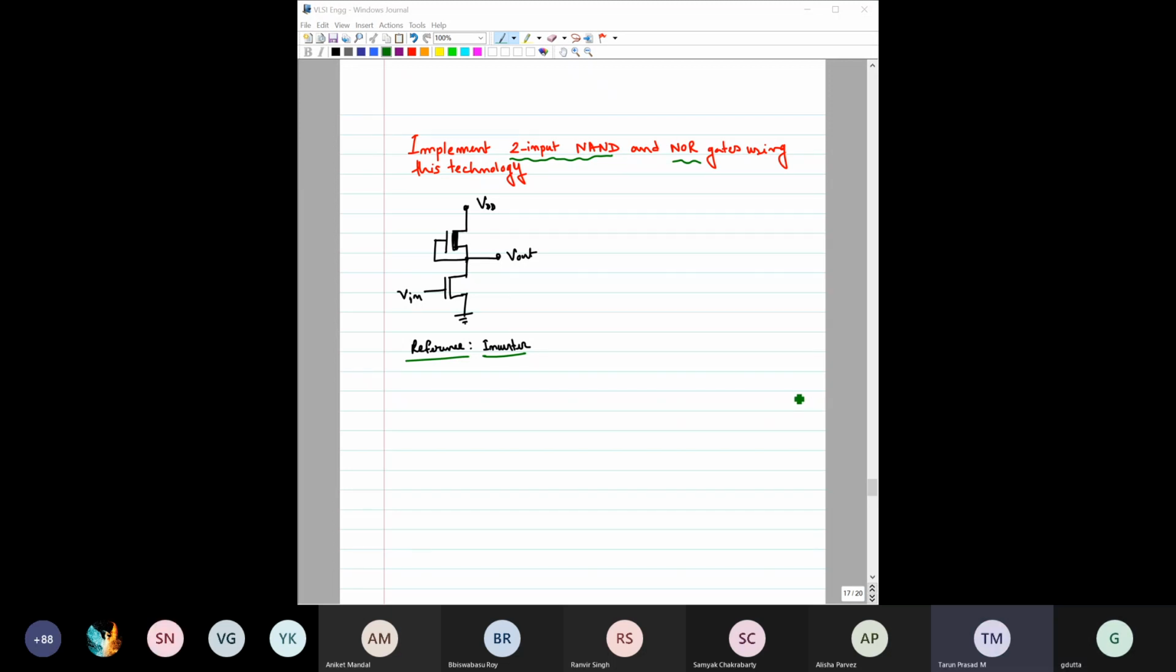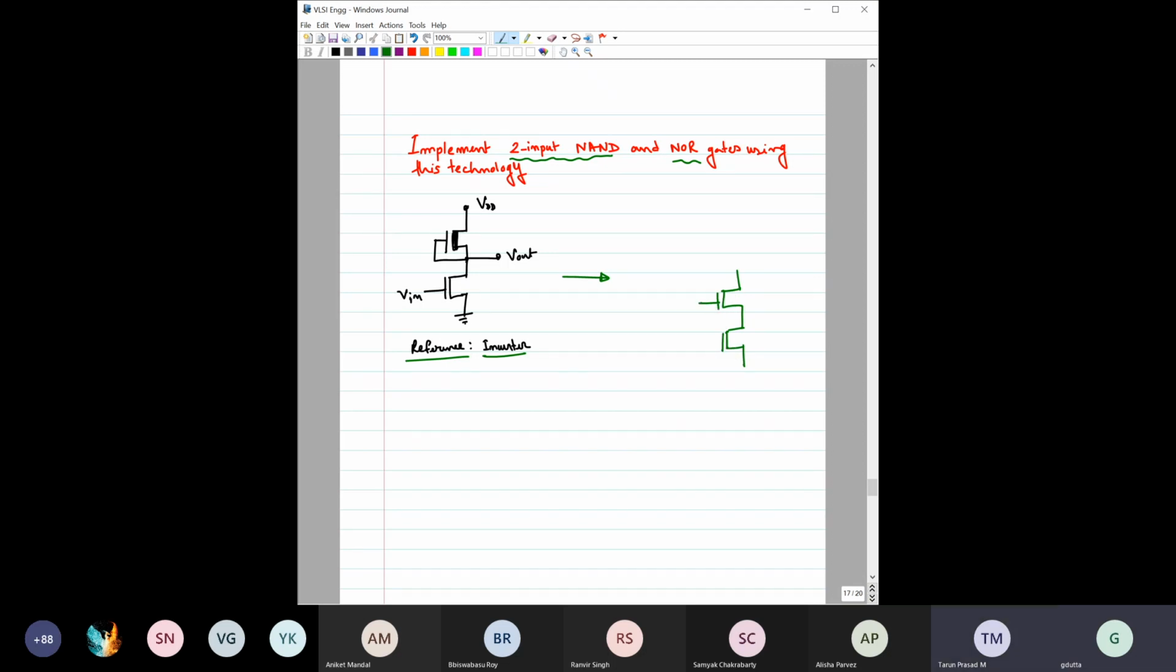Sir, for NAND, we keep the two drivers in series. Okay, what about the load? Tarun, what about the load? I think there is no change necessary for load. There is a necessary change in the load, right?